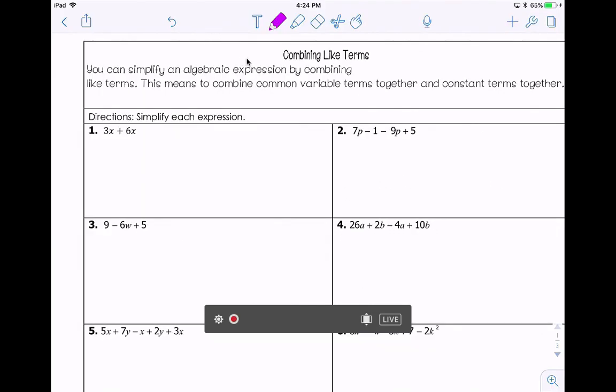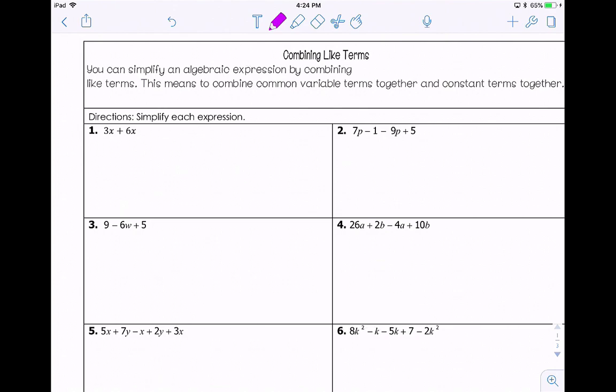Okay, so these notes are all about combining like terms. It basically says you can simplify an algebraic expression by combining like terms. This means to combine common variable terms together and constant terms together. Common variable terms have the same variables, so x's go with x's, a's go with a's, y's go with y's, and so on. You'll see what that means here in just a minute.